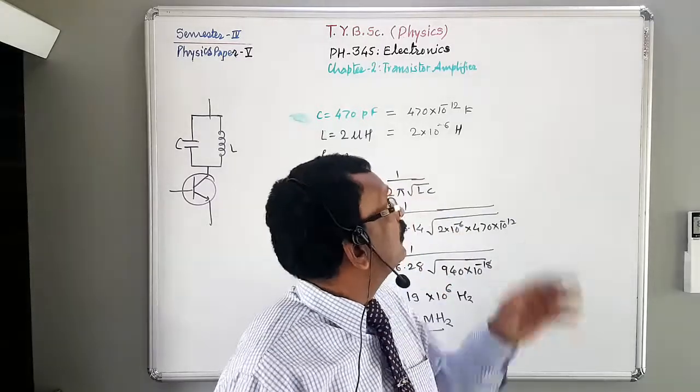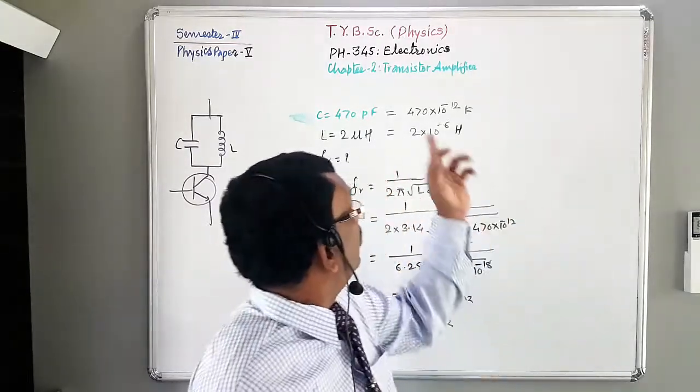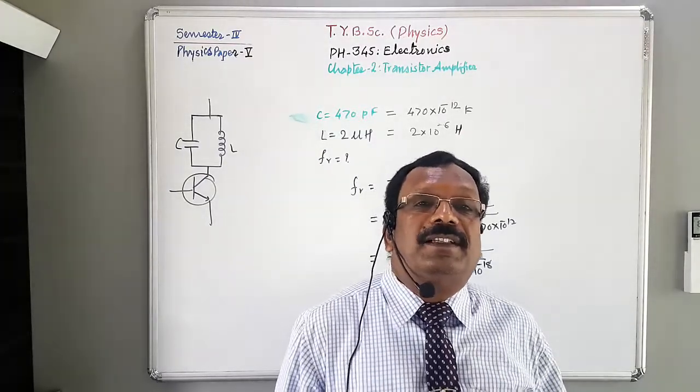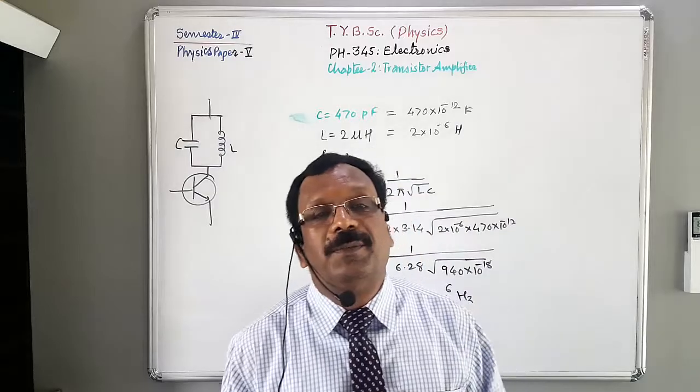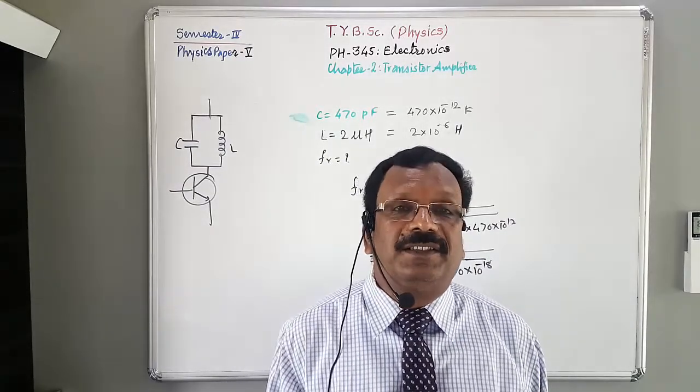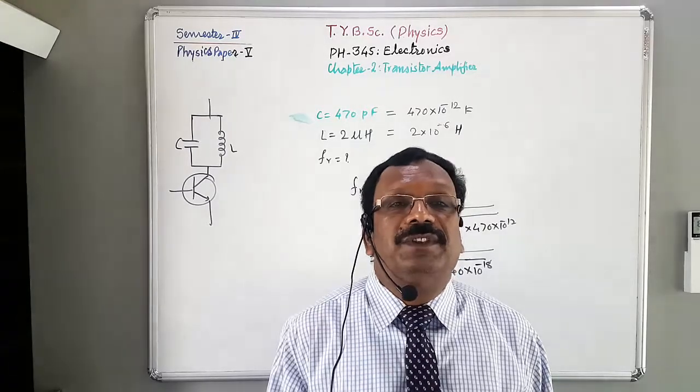So here we completed the total chapter, that is transistor amplifier. In the next lecture we will start a new chapter, that is field effect transistor, that is FETs. Till then we shall stop here.